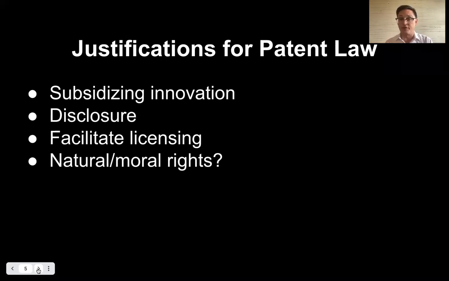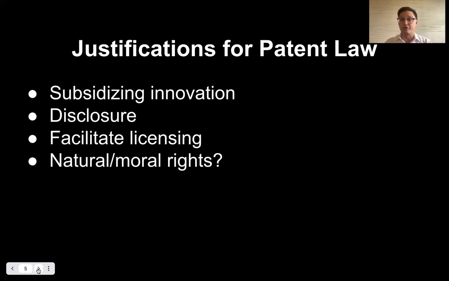So the canonical justification is simply subsidizing innovation, right? The idea being that innovation is dynamically efficient insofar as it increases the available wealth for everybody. So it's not just statically efficient, in other words, the resources going to the people who can use them the best, but dynamically efficient insofar as it increases our ability to generate wealth in the first place.